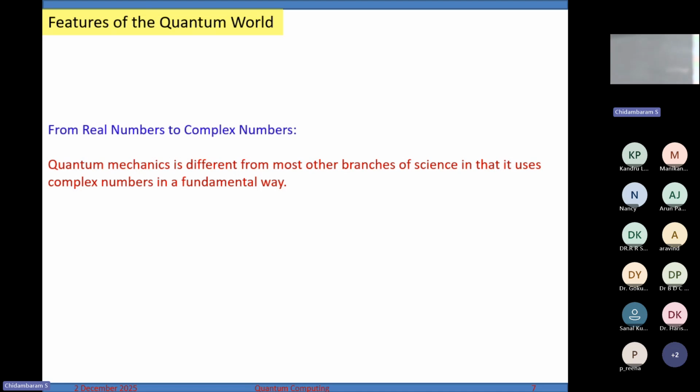Even in the real world, we are dealing with real numbers which are complex, but we are nullifying that imaginary value. And because of that, we are saying real numbers. Anyway, quantum computing or mechanics is different from the other branches in the way we are using complex numbers. Of course, complex numbers are already there in various applications, but here we use them to represent the state of a qubit.